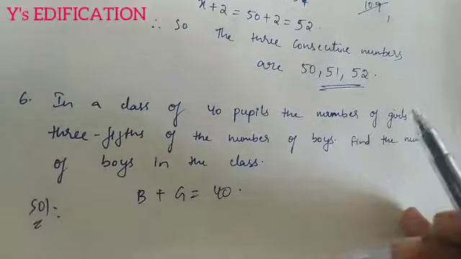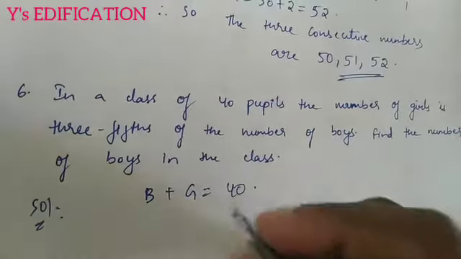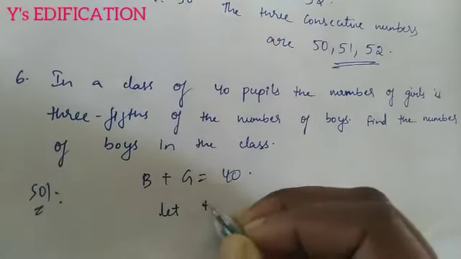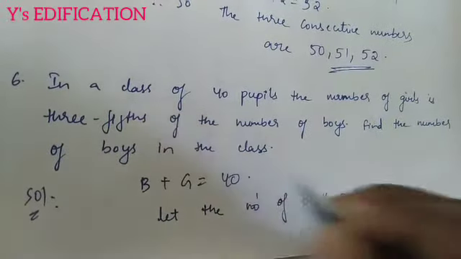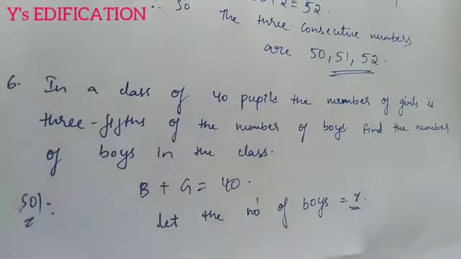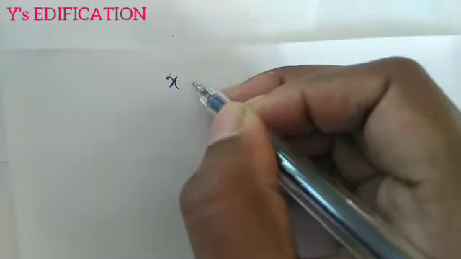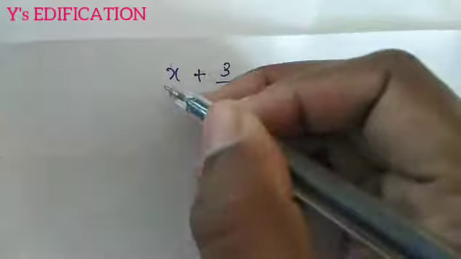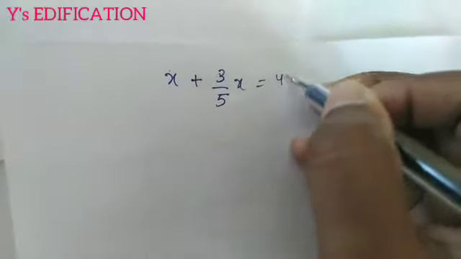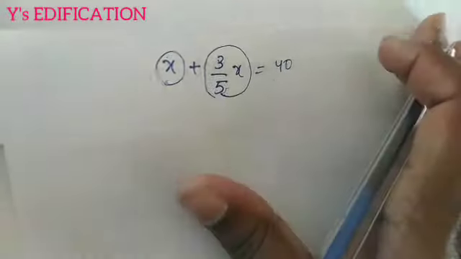So the number of girls is 3/5 of the number of boys. Okay, let the number of boys be x, because we have to find the number of boys. So boys and girls is equal to 40. That means boys are x. What are the girls? 3/5 part of boys. x plus 3 by 5 of x is equal to 40. Okay, this is the boy strength and this is the girl strength, equal to 40.